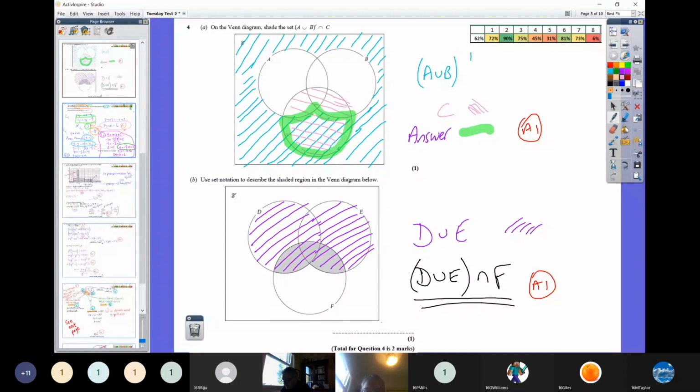Now for part B, excuse me. All right, so the area that is shaded, perhaps I could have put a bit more shading on this to make this clearer, I'm just going to put it in now. So the bit that is shaded in the middle is D union E, so that's picking up everything in purple, right? But as well as the F, okay? So it's D union E intersection F, right?